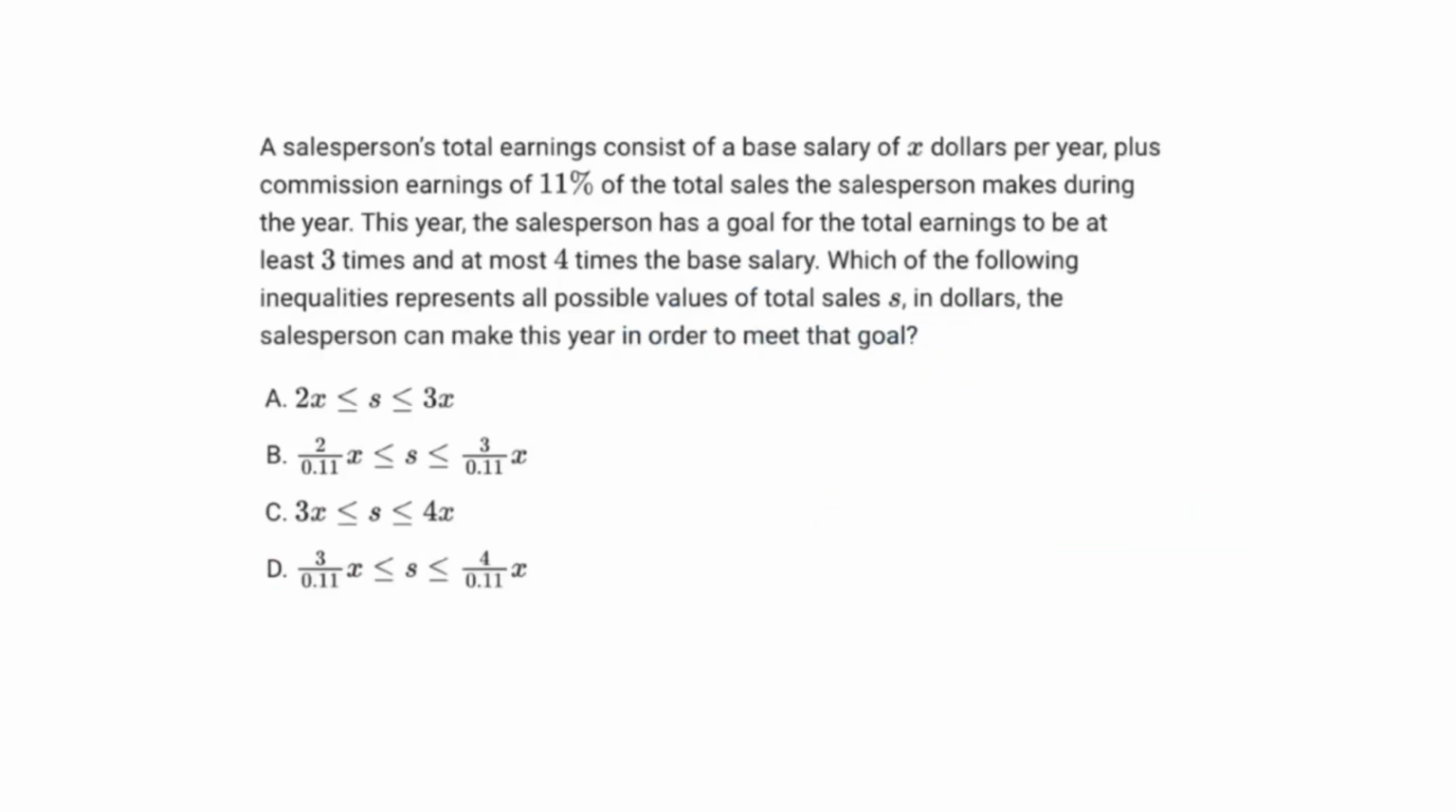A salesperson's total earnings consists of a base salary X dollars per year plus a commission earning of 11% of the total sales the salesperson makes during the year. All right, so let's just write this out. So the salesperson is going to make a base salary of X, and he's going to get on top of that 11%. So we'll just express this as 0.11 of the total sales.